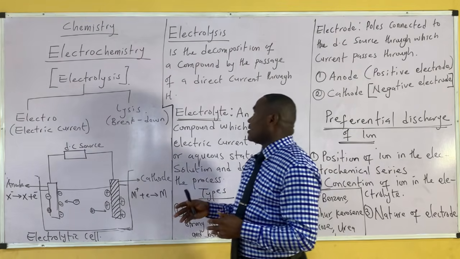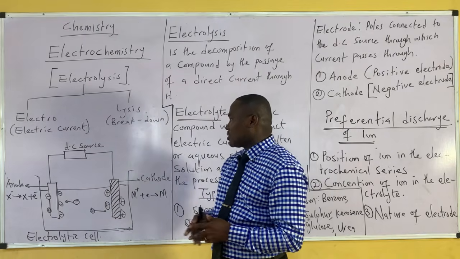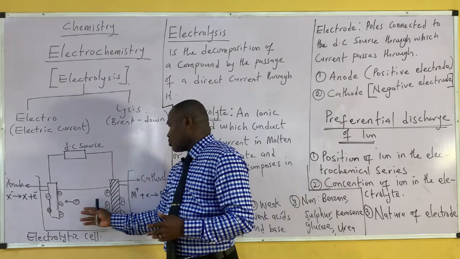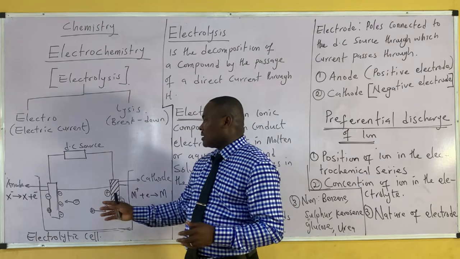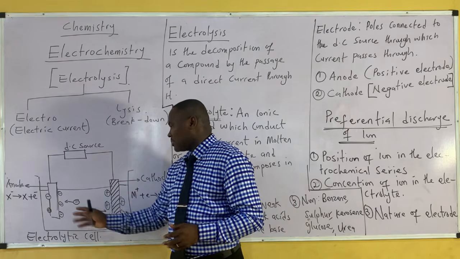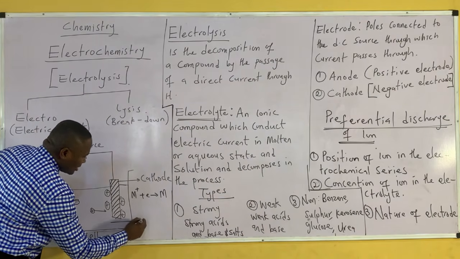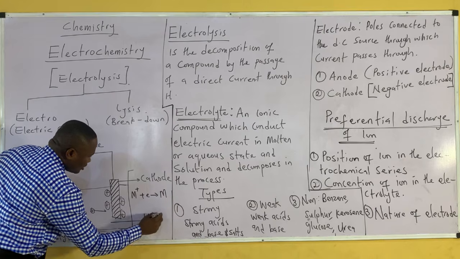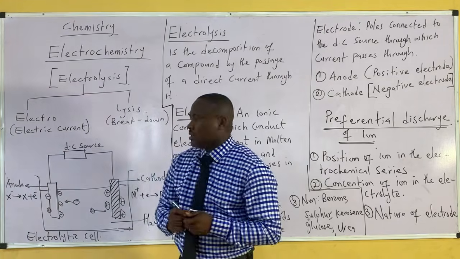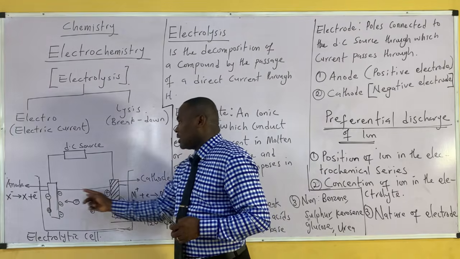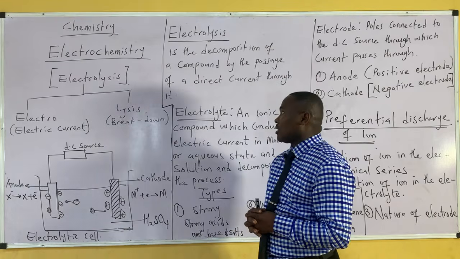Now you have a sketch of a DC source, that's a direct current source, supplying current into the electrolyte, and the electrolyte is being dissociated. Now let's assume we have here, this is our electrolyte H2SO4. So it's been dissociated, and we have these as the electrodes through which current goes into the electrolyte.